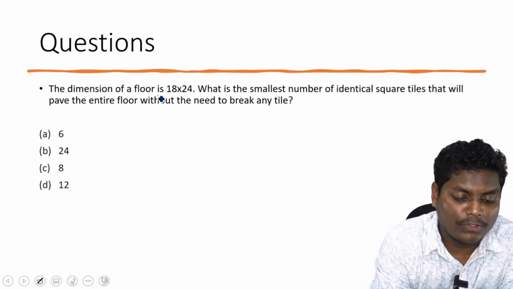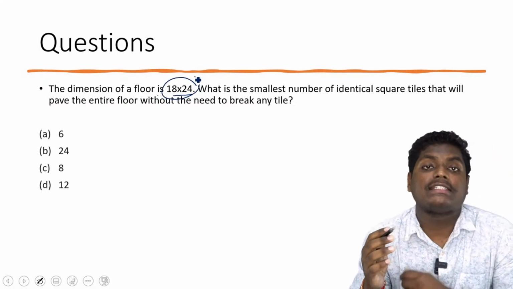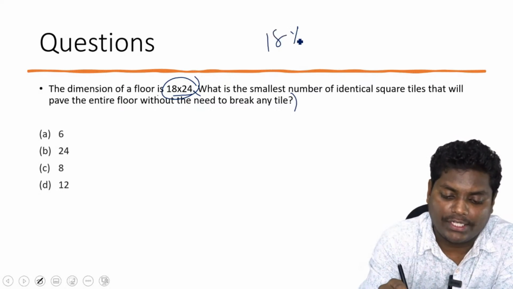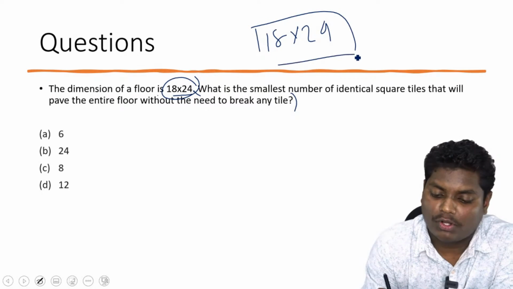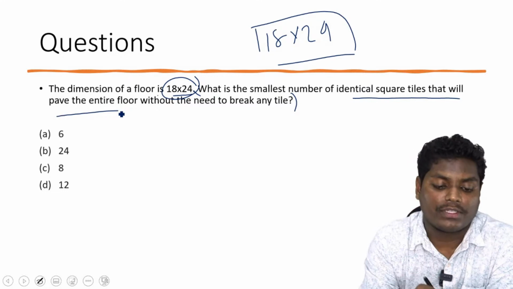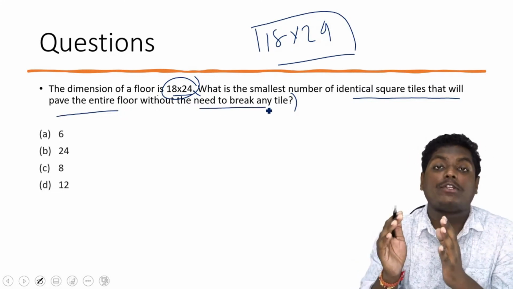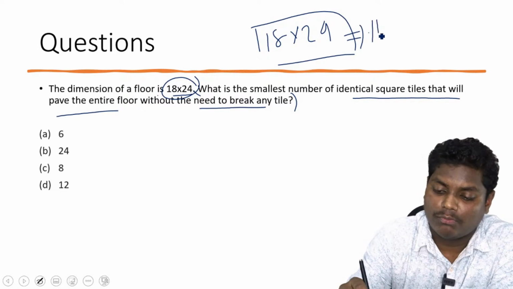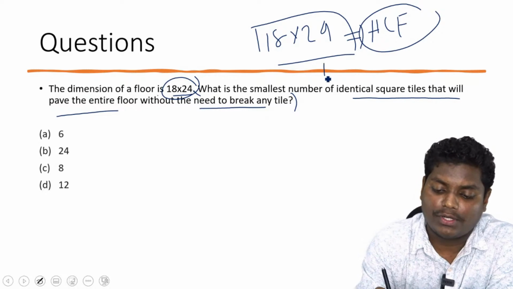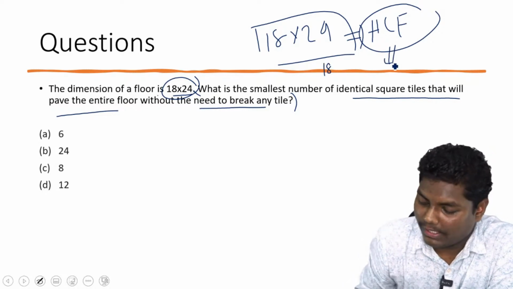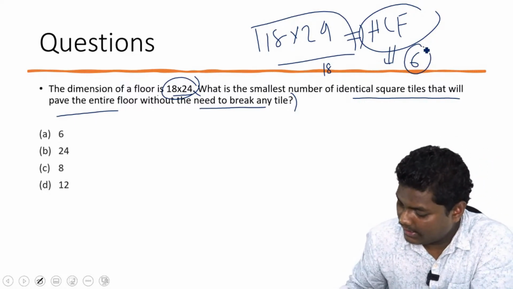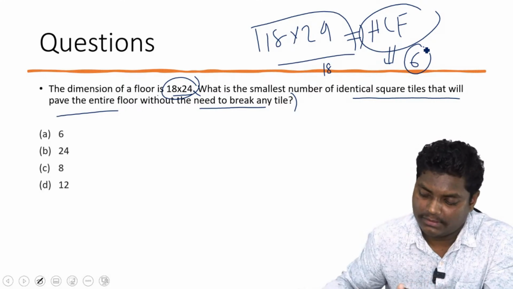The dimension of the floor is 18 cross 24. That is a similar question, so you can practice here. They're asking the same thing: what is the smallest number of identical square tiles that will pave the entire floor without breaking any tile? We can find the HCF for 18 and 24. If you try to find the HCF for 18 and 24, it will be 6. Try solving this question with me.